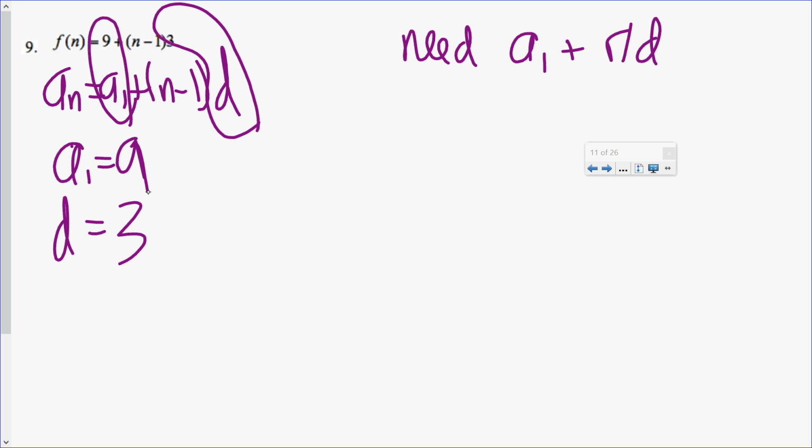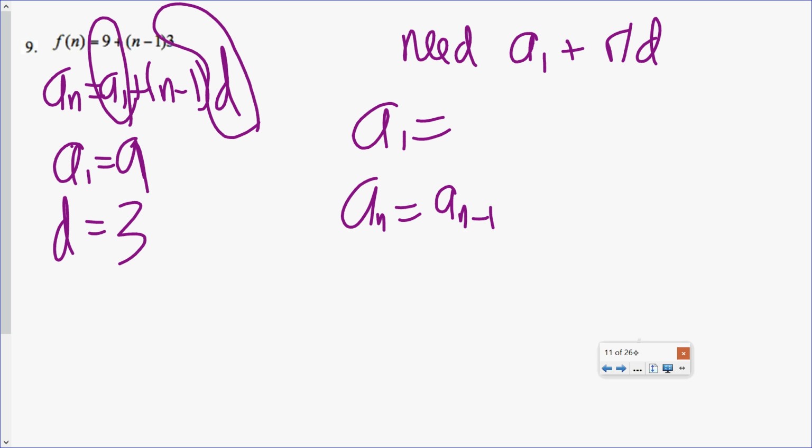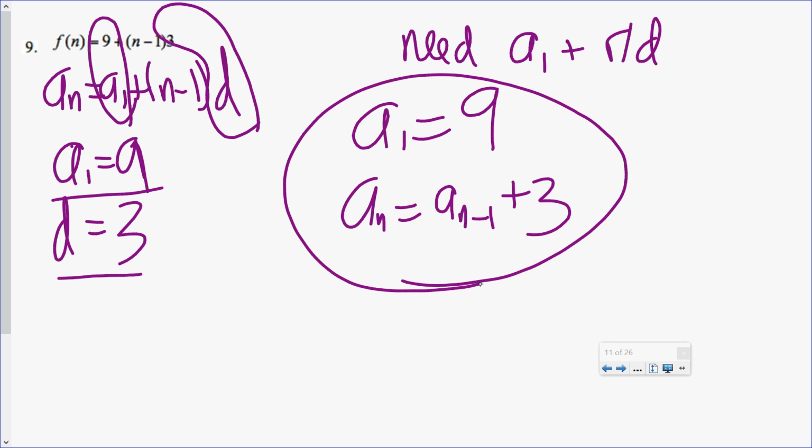So, if I want to write it recursively, recursive a_1 equals 9, a_n = a_(n-1) plus 3. a_1 is 9. The common difference is 3, which means I'm adding 3 to the previous term. There's my recursive formula. 10's got a little bit of a twist, so I'm just going to start you off on it.